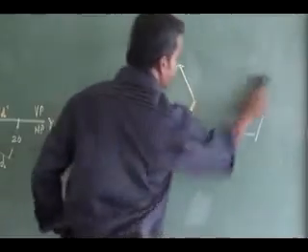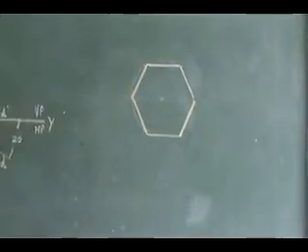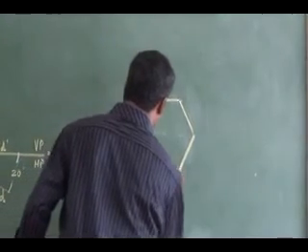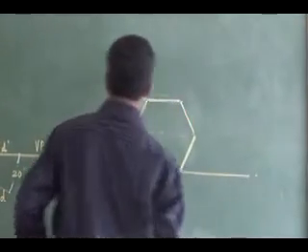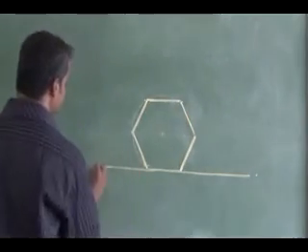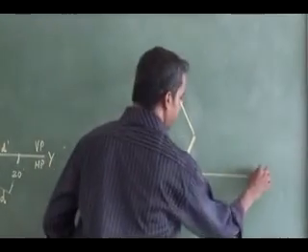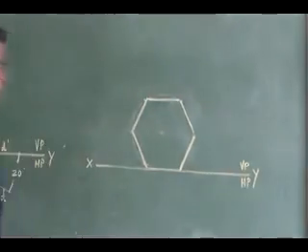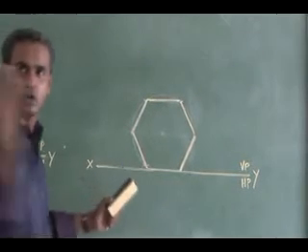Right, once you have got the hexagon, then I can draw the reference line. So this is my reference line, x, y, v, p, h, p. Now, two bases are coinciding on the same. Okay, I can see two bases.